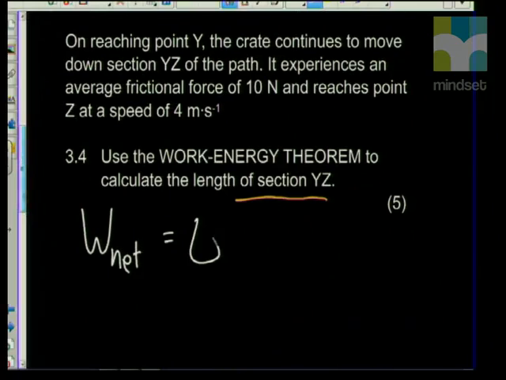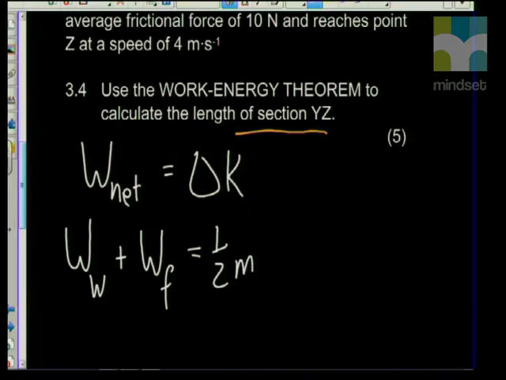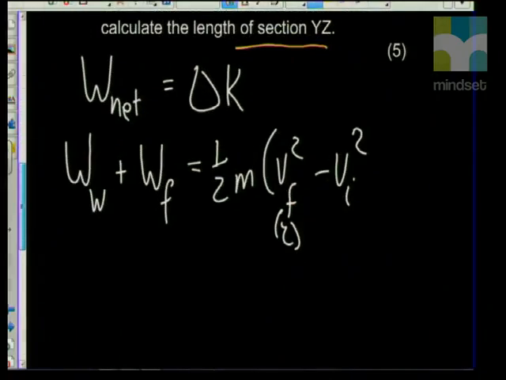We recognize W net is the change in kinetic energy, and W net is made up of a part due to gravity, and then also the force of friction. We're going to look at the change in kinetic energy. I'm going to write it as half m, and then V final squared minus V initial squared. Those final and initial are really at y and z. Remember, it ends up down at the bottom at z. So that's at position z, and this is at position y, and we know what those are.